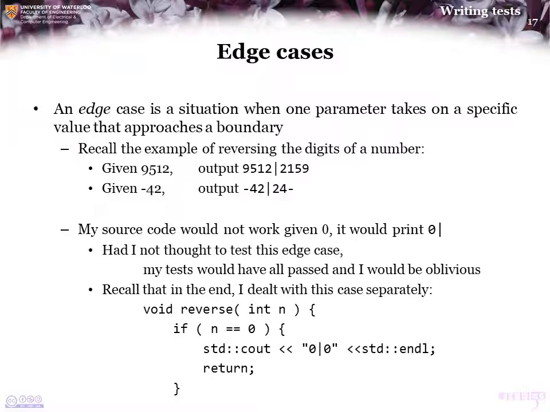As you may recall, in the end, I simply dealt with this special case separately. So, in the reverse function, the first thing I did was check, if n is equal to 0, I'm just going to print out what's expected as output and return. I'm done. The rest of the code dealt with any other case.